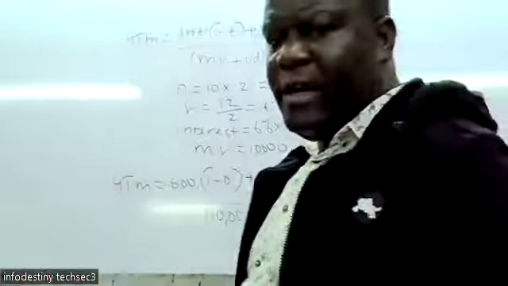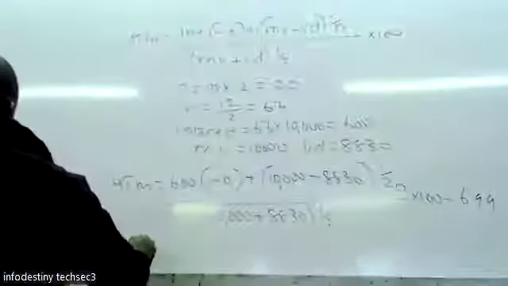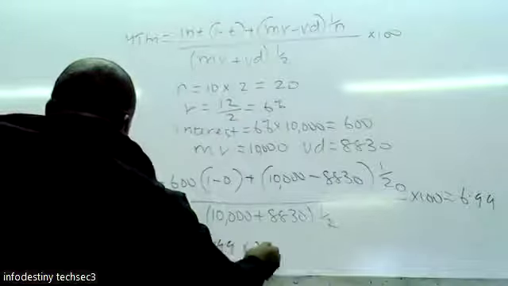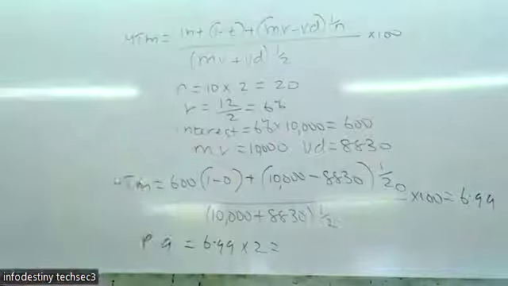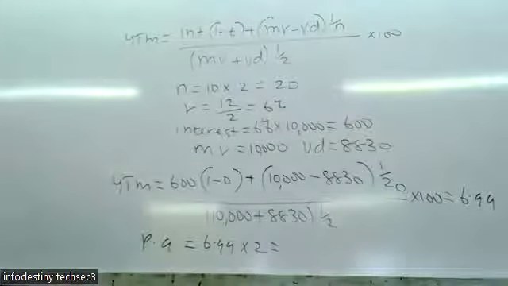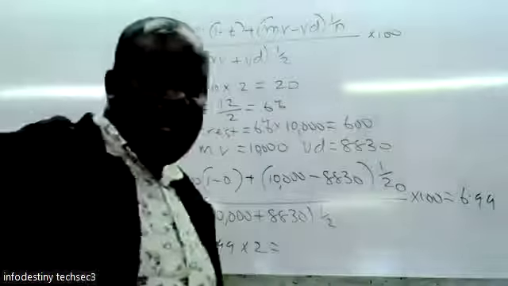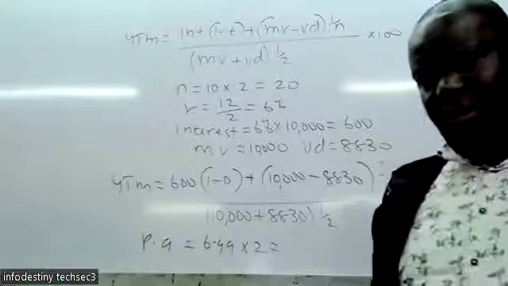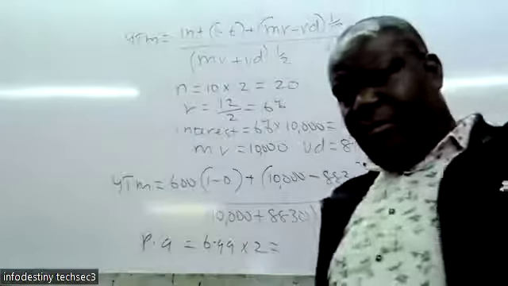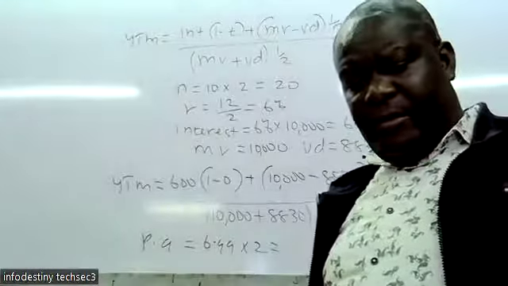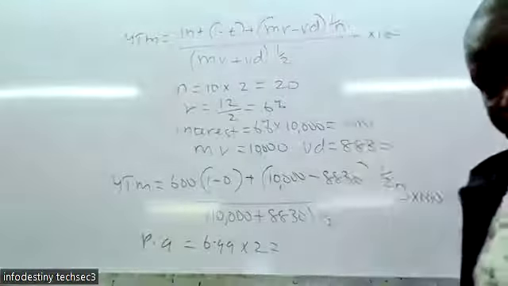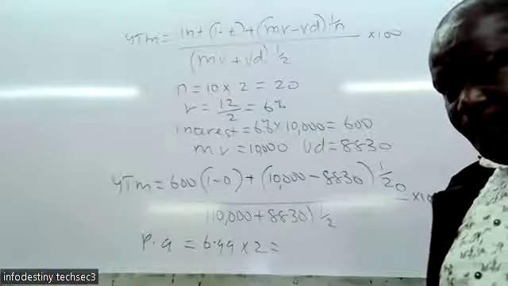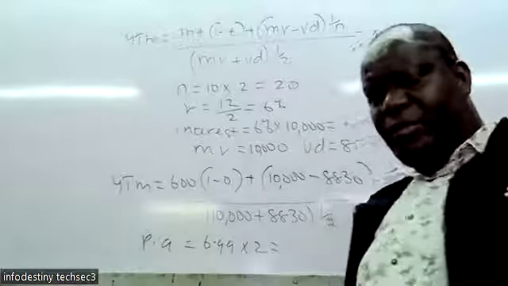But we get it per annum. So to calculate that figure per annum, remember to take 6.99 multiplied by 2, because what we have calculated is semi-annual. After you have calculated that figure, multiply by 2 to get per annum. So when you multiply by 2, which figure does it give you? That is now the yield to maturity.